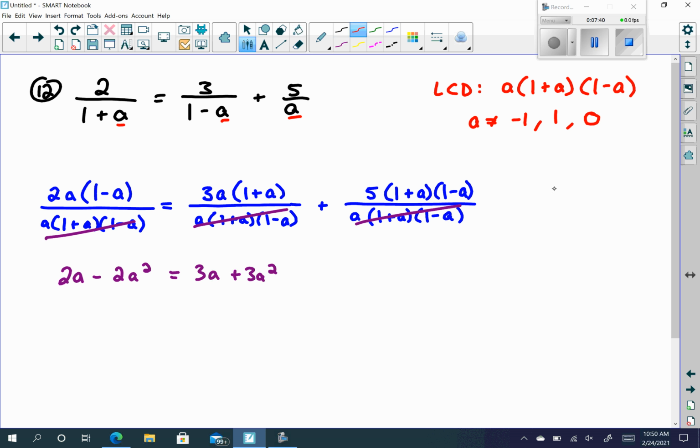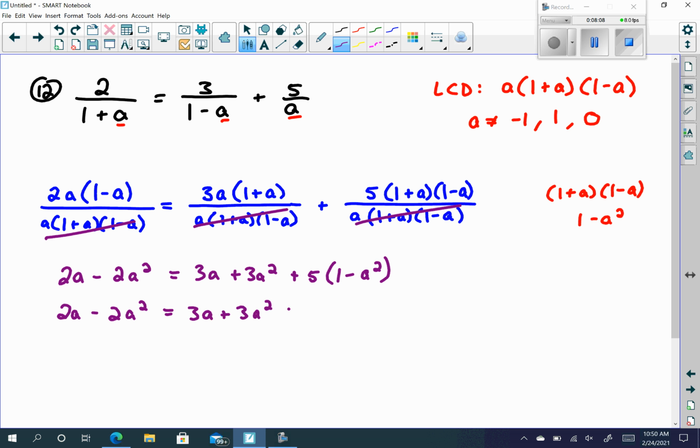Now off to the side, if I were to multiply 1 plus a by 1 minus a, I want to multiply that together first. I'll leave the 5 out in front. This will give me a 1 minus a plus a, so the a's cancel out, and then we would just have minus a squared. So this becomes plus 5 times the quantity 1 minus a squared. We still have to distribute that 5. Copying everything else down. Now we'll have plus 5 minus 5a squared.